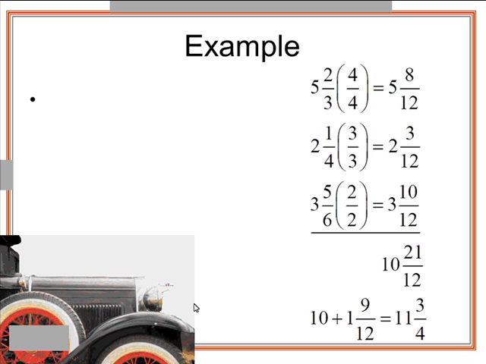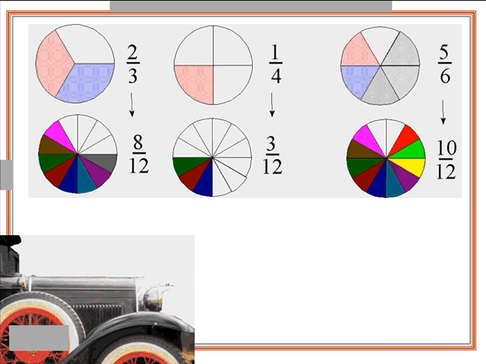Okay, so where we have this picture, I'm going to go to the next slide first and then come back. Two-thirds and 1/4 and 5/6. You can see those across the top, the fractions. Well, if I change 2/3 into 12ths, I can change 1/4 into 12ths and 5/6 into 12ths. In order to add fractions, you have to have the same size slice.